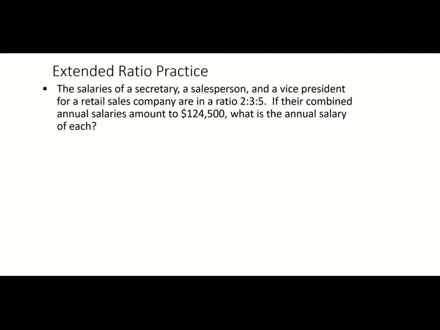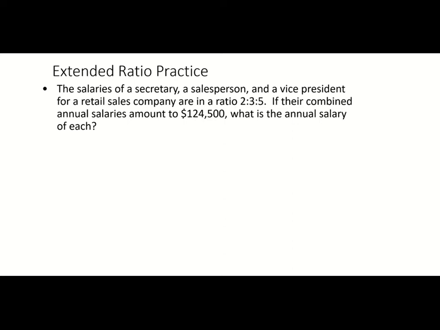All right, so here we're going to look at another extended ratio problem. This time, we have the salaries of a secretary, a salesperson, and a vice president for a retail sales company, and they are in the ratio of 2 to 3 to 5, and their combined annual salaries is the amount of $124,500. We want to know the annual salary of each. So again, make it into an equation.